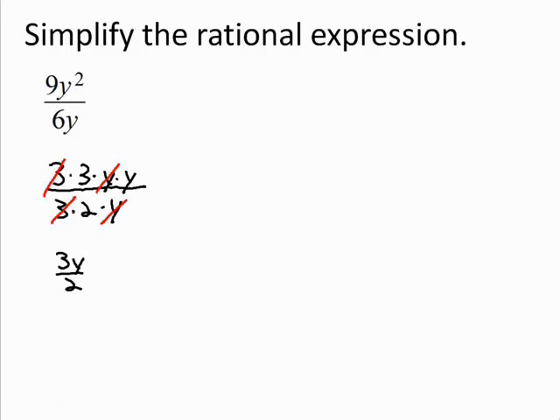This expression has to have the same domain as the original expression. In the original expression, there was a y in the denominator, so y cannot be equal to 0. The simplified expression is 3y divided by 2, where y is not equal to 0.